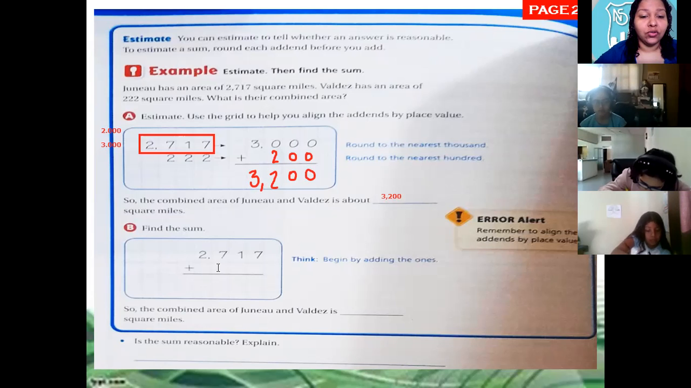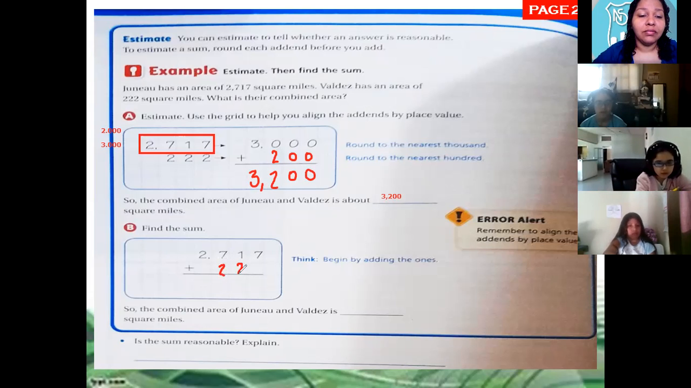Now we are going to use the real numbers. If you see over there, we are going to write 222. Let's make an addition over there. Okay. So 7 plus 2. 7 plus 2 is equal to 9. It is not. 1 plus 2, 3. 3. 7 plus 2, 9.